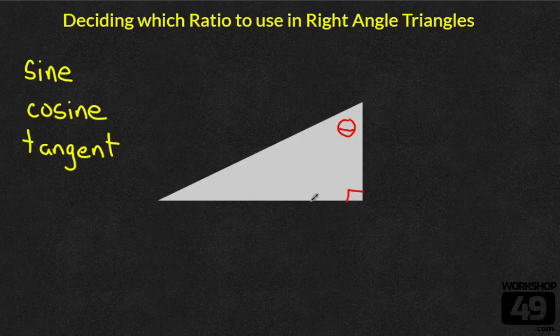Now we've moved theta up to the top of the triangle. How is this going to change our labels? Well, across from the right angle is still the hypotenuse. That big, long diagonal, always going to be our hypotenuse. But our opposite has moved. Because theta's up top now, our opposite's on the bottom, and the side that connects theta to the right angle, our adjacent, is over on the side.